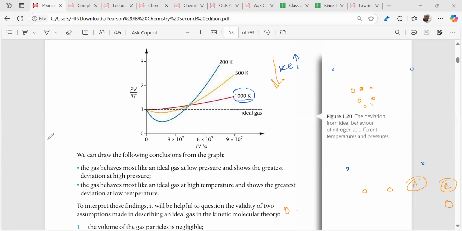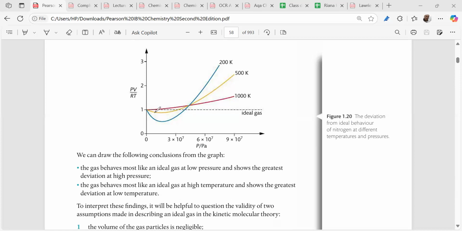Now, can we find out at what pressure real gases behave as an ideal gas? Can you tell me which pressure? Can you see from the graph? This is the pressure we are increasing. At what pressures? At low pressure or high pressure?